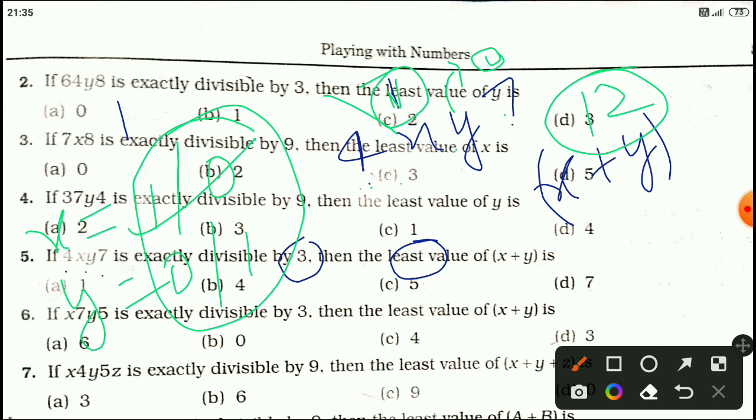If I take any one value, so if I take the first one, 1 plus 0, it means x plus y, so it will be 1. So the answer will be option number A, that is 1.